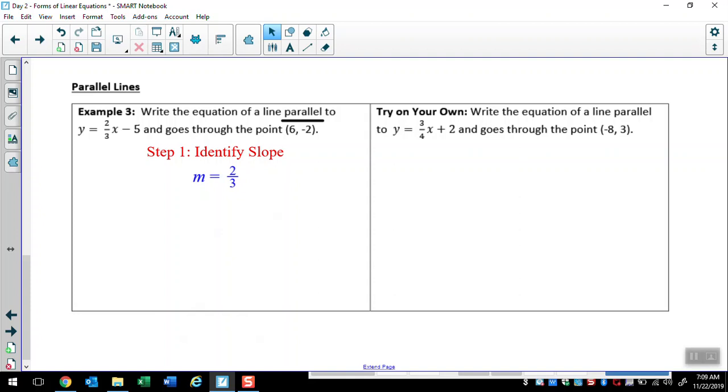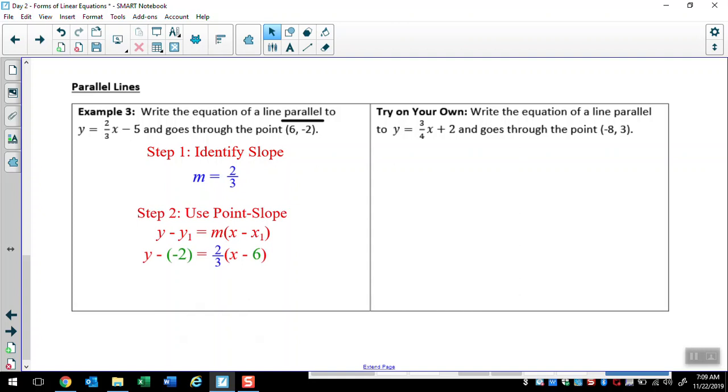Now, because I like bouncing back and forth, for the purpose of our notes I'm going to bounce back and forth between the strategies of using point slope or using slope-intercept form. I'm going to, this time, start with point slope. Since I have a point and I have my slope, I'm going to substitute them into the point slope form. My x1 is 6, my y1 is -2, my m is 2/3. So I substitute in all my values, and now I can go ahead and do the math.